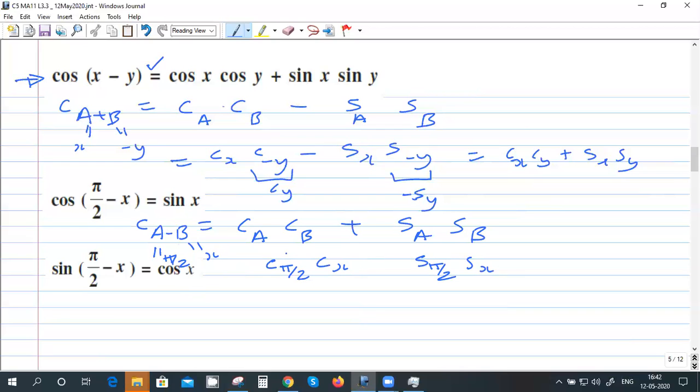Cos pi by 2 is how much? Pi by 2 is on the y axis. So cos of this point is how much? 0, because it's x by r. The value of x on the y axis is 0. And sine is 1. So the whole thing is equal to sin x. That's what is here. So I have proved it.